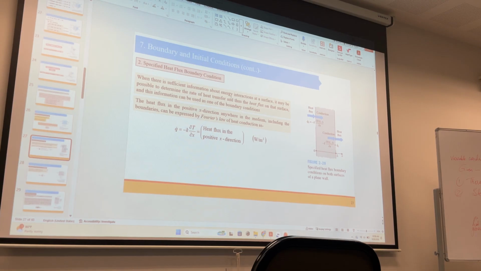When there is sufficient information about energy interaction at a surface, it may be possible to determine the rate of heat transfer. If I know the temperature of this room, and you're designing your window, I can tell you before you study your heat transfer that at the boundary of the window, the heat transfer is this. The value is not given, but the point is, if I'm telling you the heat flux, the boundary condition is this heat flux. The heat flux in the positive x direction anywhere in the medium, including the boundaries, can be expressed by Fourier's law of heat conduction.